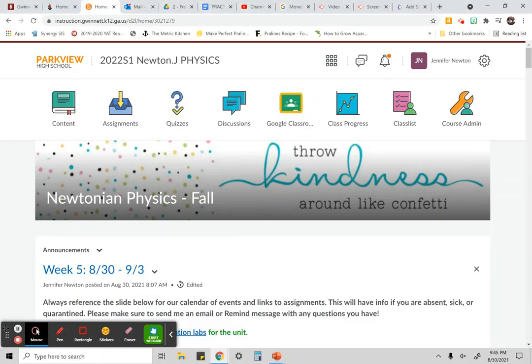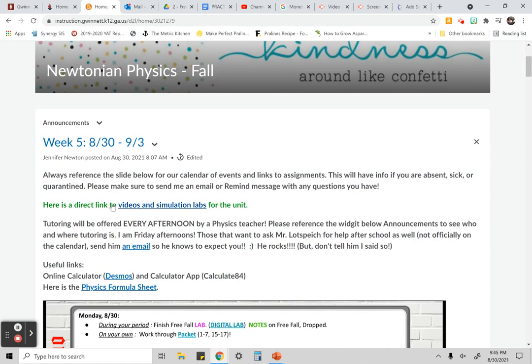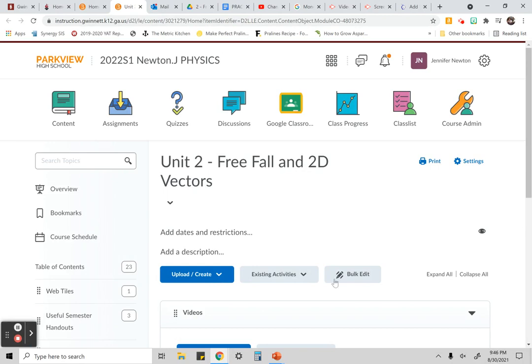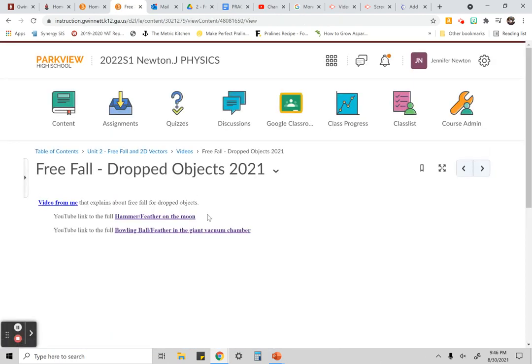So to do that, we come here. And if you go under, see right here for week 5, where it says, here's a direct link to videos and simulation labs. This will take you directly to a spot where there are videos. And under Free Fall Dropped Objects 2021, it says YouTube link to the full bowling ball feather in the giant vacuum chamber. And this will take you directly to YouTube to watch this video.